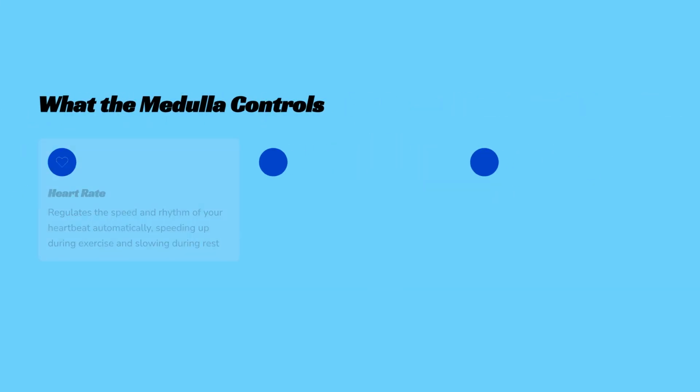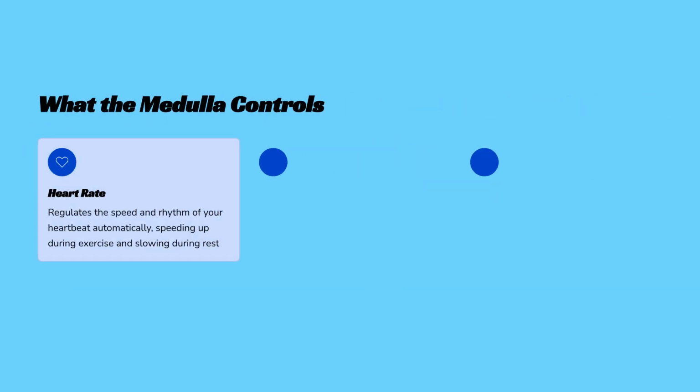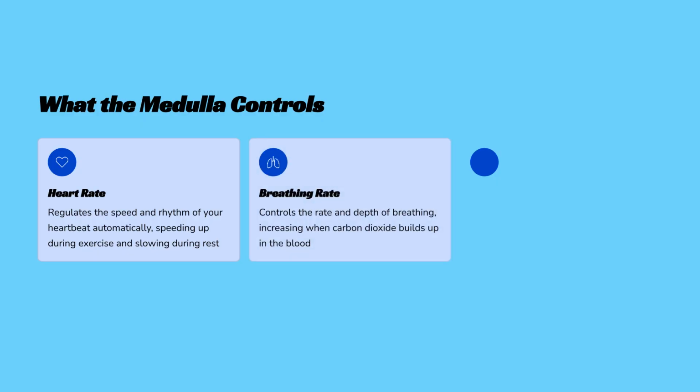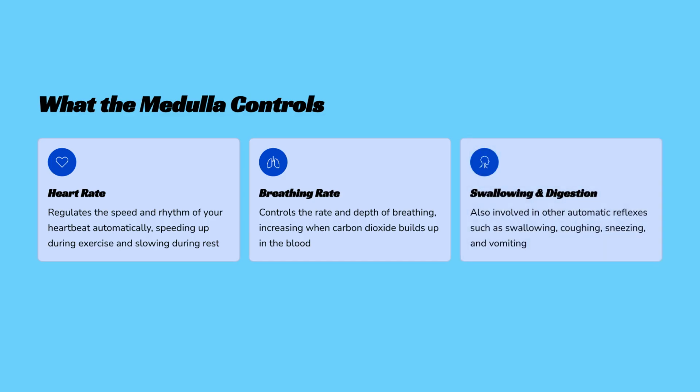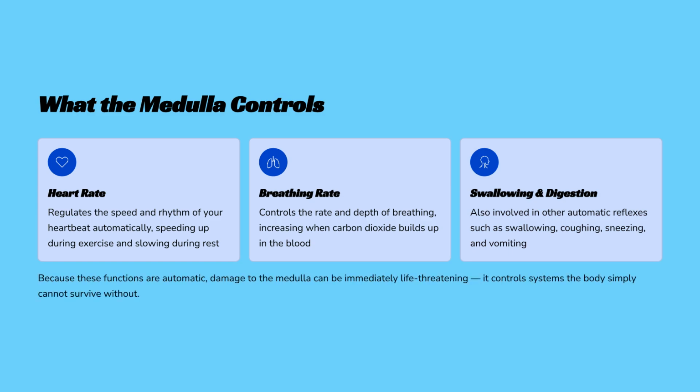The medulla regulates heart rate, automatically speeding it up during exercise and slowing it during rest. It controls breathing rate and depth, increasing it when carbon dioxide levels rise. It is also involved in automatic reflexes like swallowing, coughing, and vomiting. Damage to the medulla is immediately life-threatening.